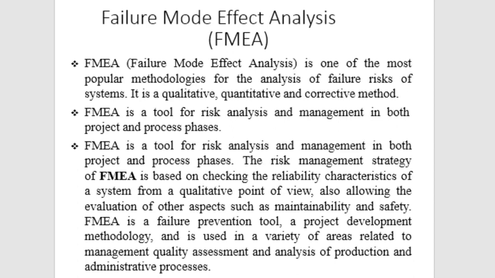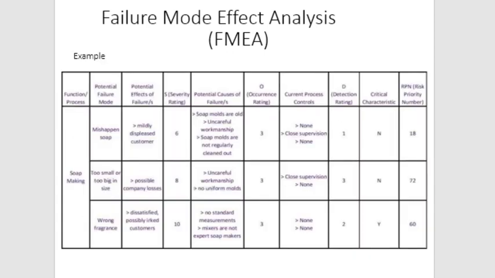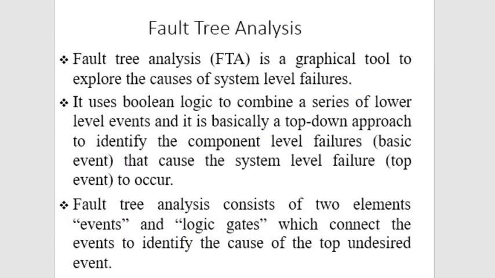It allows the evaluation of other aspects such as maintainability, safety, and so on. It is a failure prevention tool. So this is a very important and very effective tool, because failure prevention can be predicted in advance and it can be eliminated to avoid losses. So this table shows the modes and functions of FMEA, that is failure mode effect analysis. The failures and failure mode, effect, everything is given in the table, and using this table the analysis can be done.